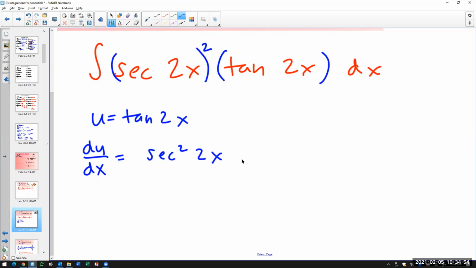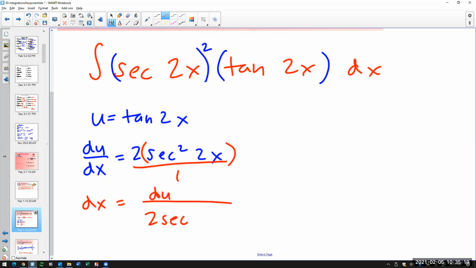So this would be times the derivative of this right here. And a lot of times I'll put the 2 in the front here, just so I don't accidentally pull the 2x from the secant squared family. That's just because I don't like to break up families, okay? All right, and then dx here would be, now see I have this 2 here, so this is over 1. You would cross multiply, but then you would solve for dx, and if I cross multiply and solve for dx, I'll get du over 2 secant squared 2x, all right?